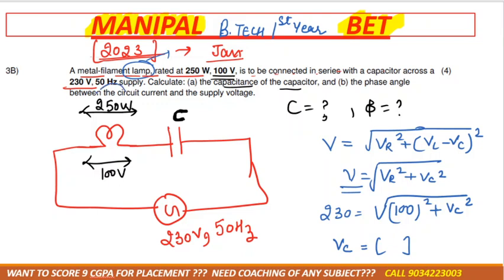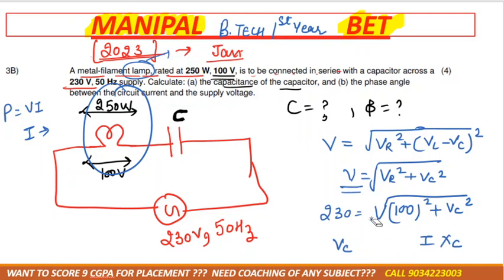Okay. Now according to this, P is equal to VI. Yes or no? So power we know, voltage we know. Can we get current? Right? So VC is equal to I into XC. Correct?